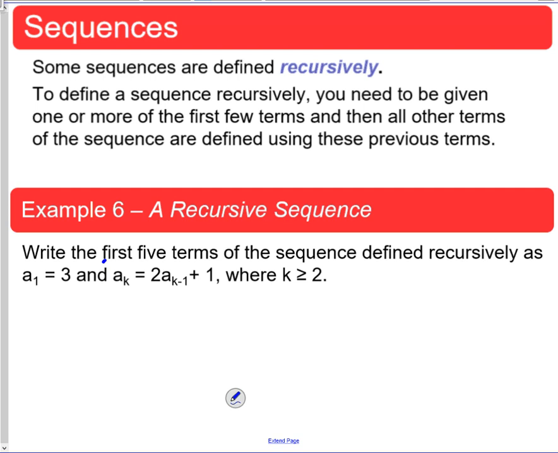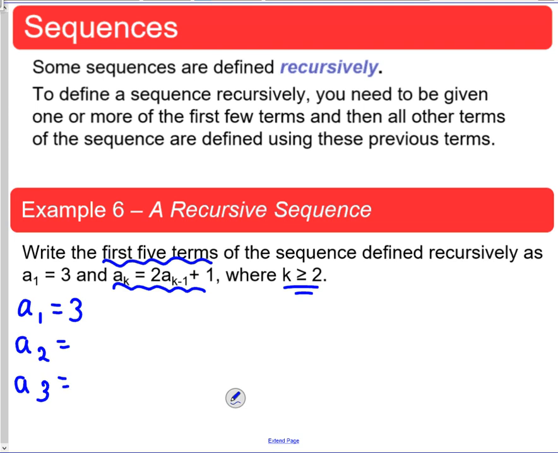They want the first 5 terms in example 6 of the sequence defined recursively as a sub 1 equals 3, so we actually know the first term, and a sub k, you can also call it a sub n, is equal to 2 times a sub k minus 1 plus 1. So what this is saying, to get the kth term, take the term that comes right before it, that's the a sub k minus 1, multiply it by 2 and add on 1, and this is only good for k values that are at least equal to 2. Well, that makes sense because we were already given the first term. We just need to find the second, the third.